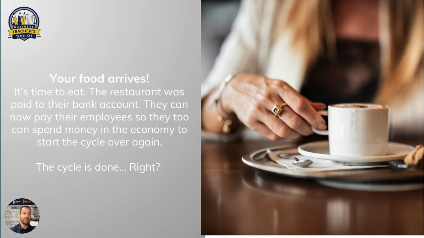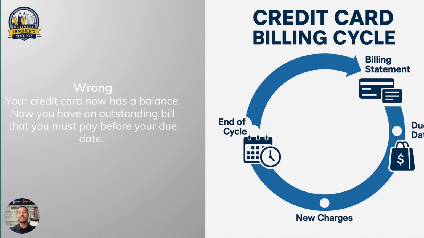They now get to pay their employees so they too can spend money in the economy to start that cycle over and over again, because this is a cycle. But you would think that the cycle is done, and it's not, because now you have a debt outstanding. Your credit card now has a balance. Now that you have this bill, you need to pay it off before the due date.